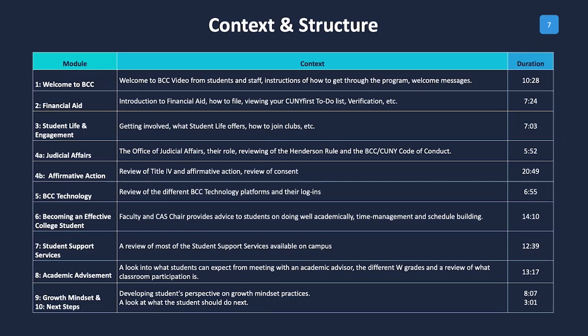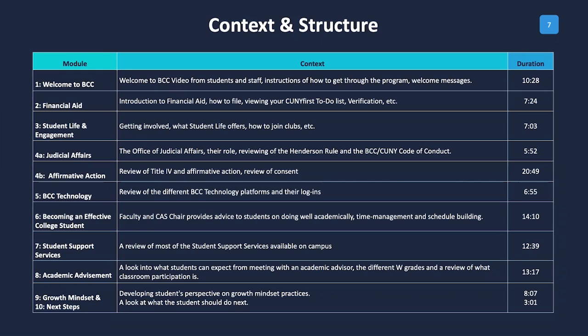The order of slides are intentional. You'll see, as an example, there's a balance of content that is heavy with those that are fun or perceived more useful than others. So you'll see 3, student life and engagement is sandwiched between financial aid and judicial affairs.